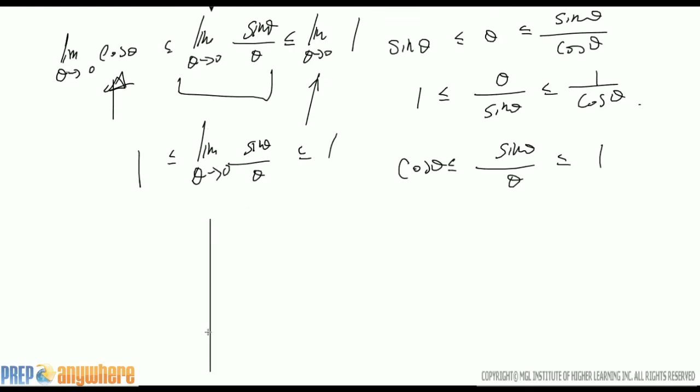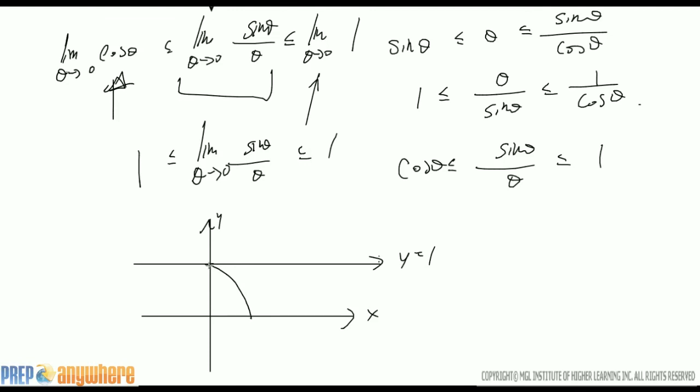So what's happening again visually? We're not sure exactly what that looks like, but we do know here's y equals 1. The cosine looks like this, and we have the sine theta over theta graph that always looks like this. It's doing something like this. So even though we cannot do the limit with algebra for sine theta over theta, I know that it has to approach 1 by the Squeeze Theorem.